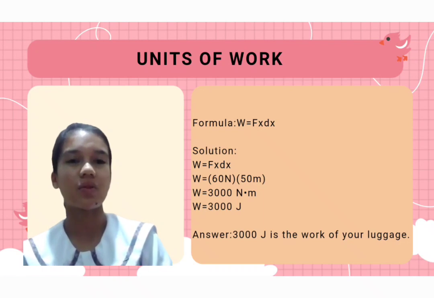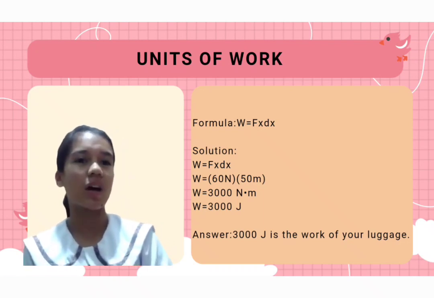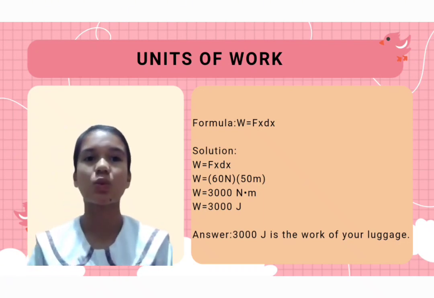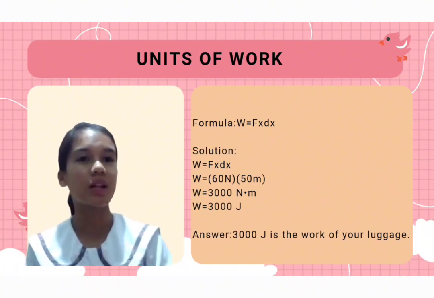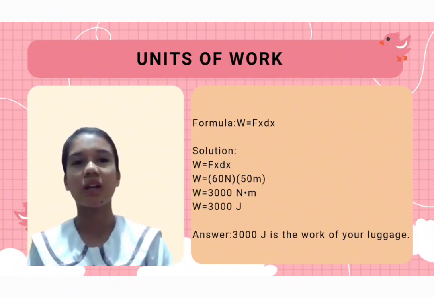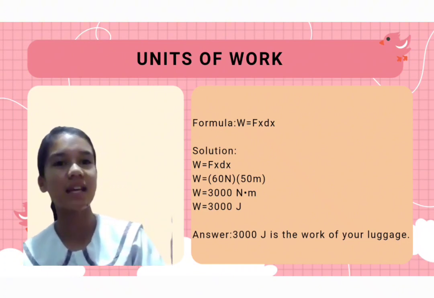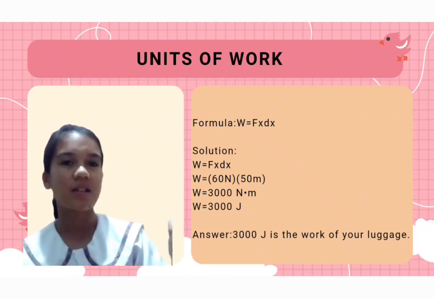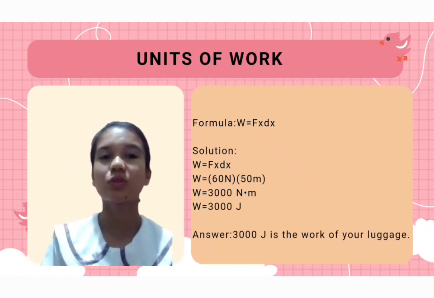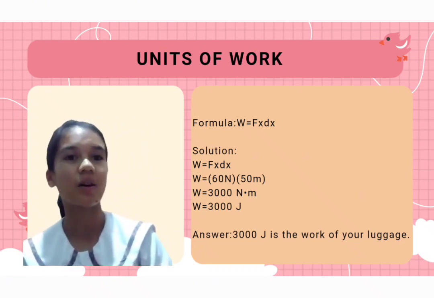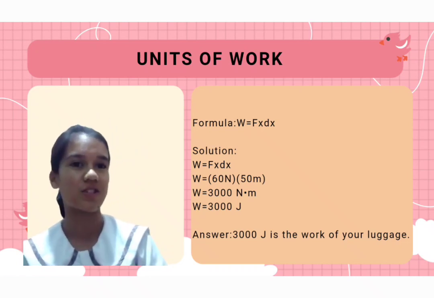Now we can start our solution. We just need to copy our formula, which is work equals force times distance. And after that, we will substitute. So it will become work equals 60 N times 50 meters. So the answer is work equals 3,000 joules. So 3,000 joules is the work done on your luggage.